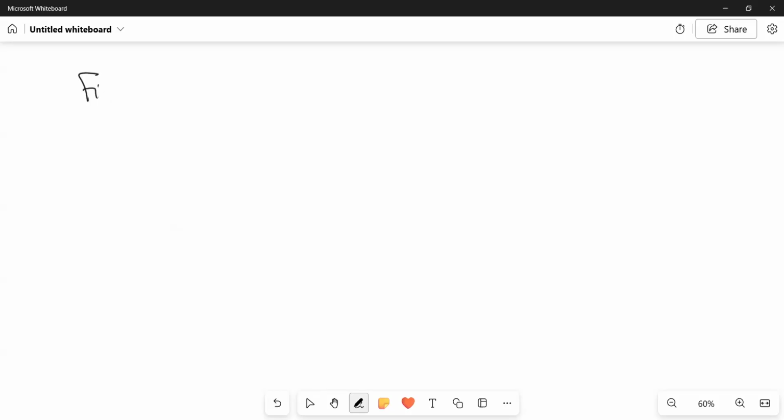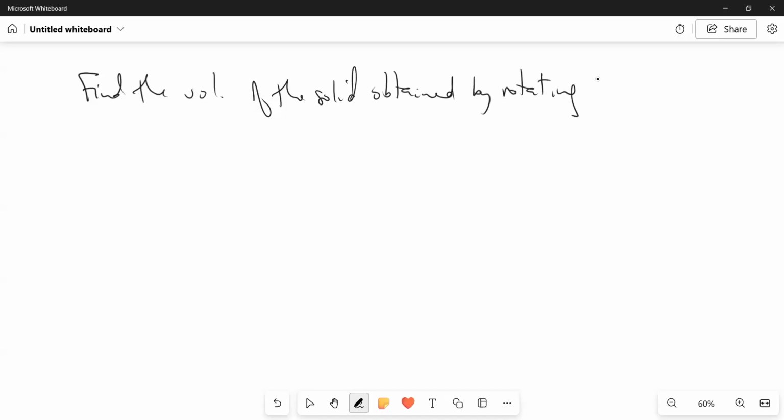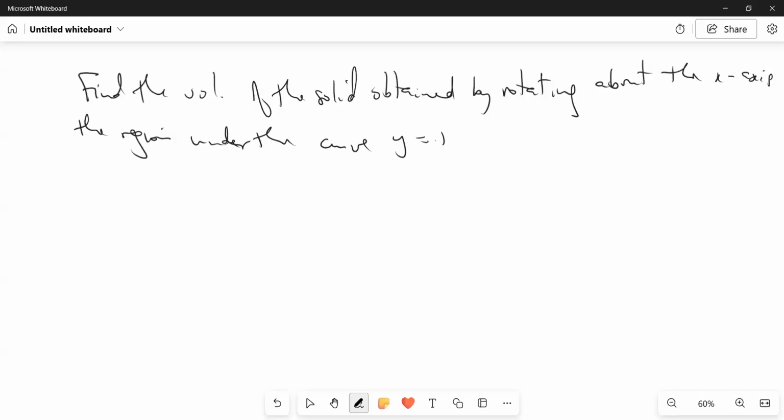Let's say you want to find the volume of the solid obtained by, and they do use the word rotating, sometimes, about the x-axis, the region on the curve y equals square root of x from 0 to 1, right? To 1.